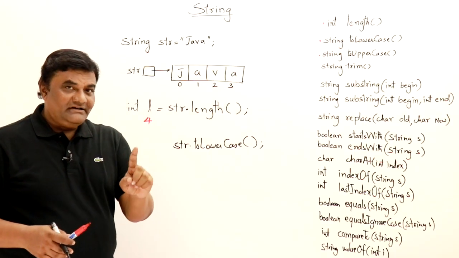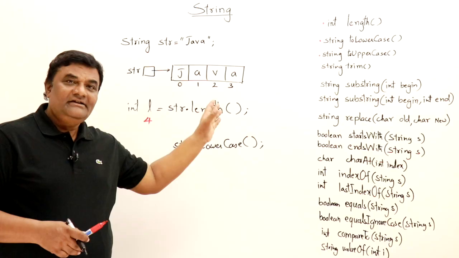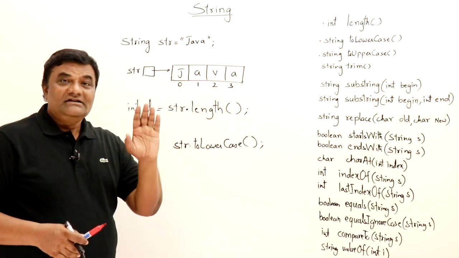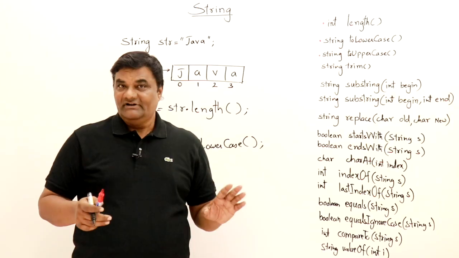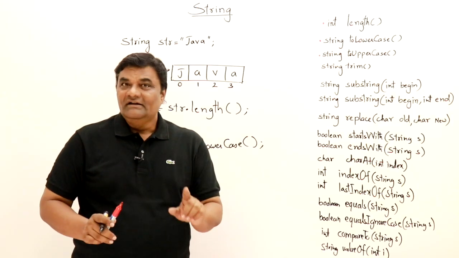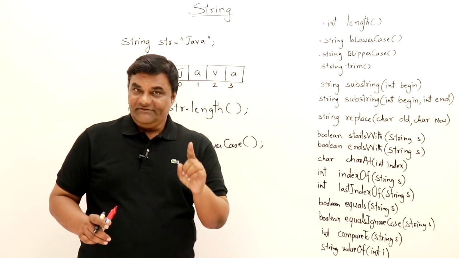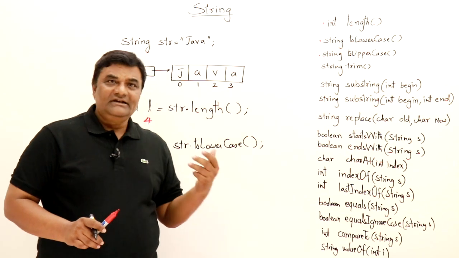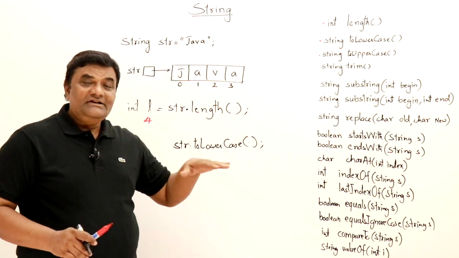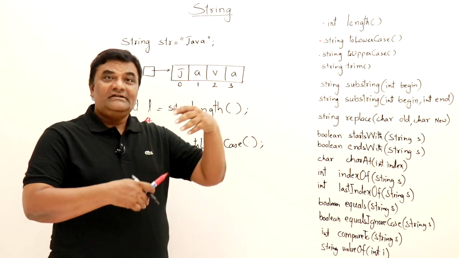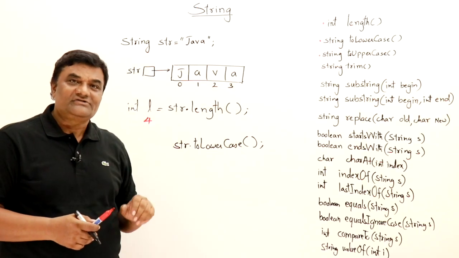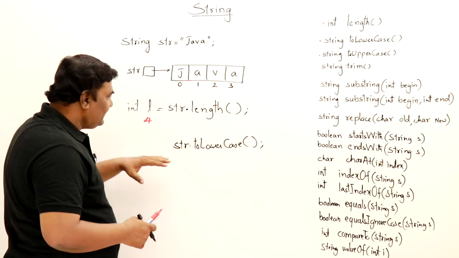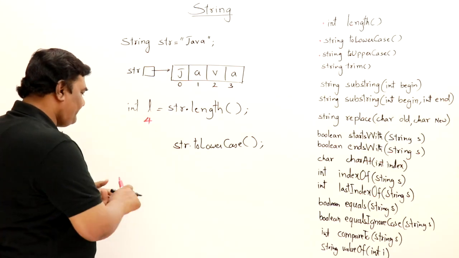The important thing is that it will not change the same string object. String objects are immutable. They cannot be modified. This is the new thing we are learning. A string object cannot be modified. Then how will it change the case? It will take that string, create a new string with all lowercase, and then return a new string. Then that result we can take in some other string reference.